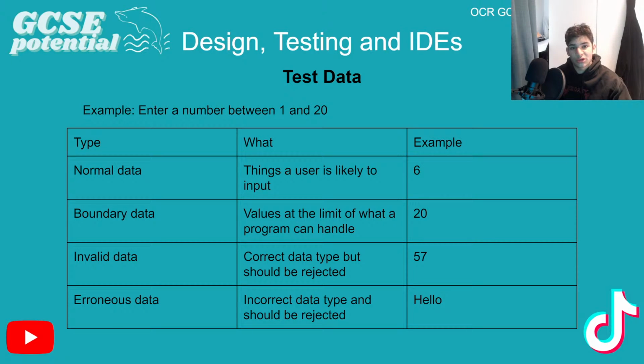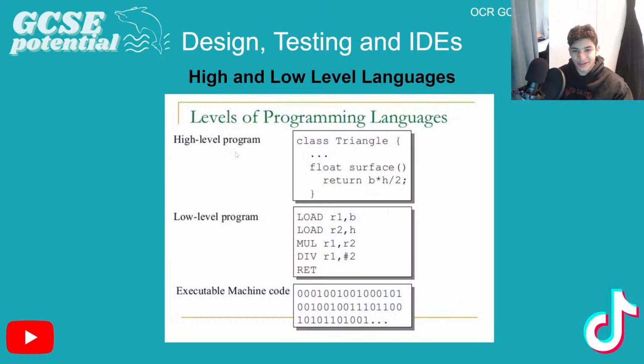Invalid is where it's the correct data type, but it should be rejected because it doesn't fit within the limits. So if you do like 57, that's not within the constraints. Erroneous is where it's the incorrect data type, and obviously should be rejected. So that can literally be anything which isn't an integer. Someone in the comments mentioned null, so that's where nothing is entered. You could also do that type of test, but I don't think that was in the spec.